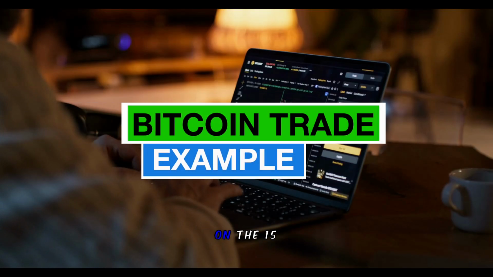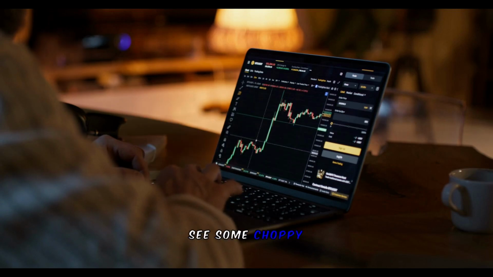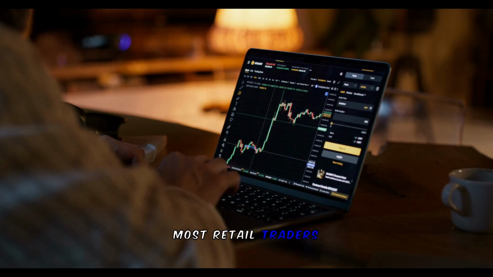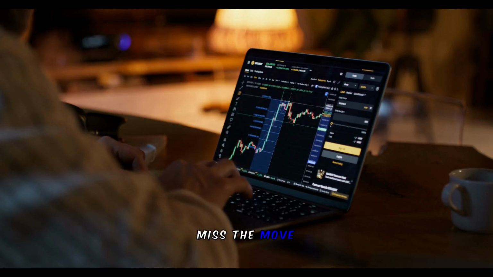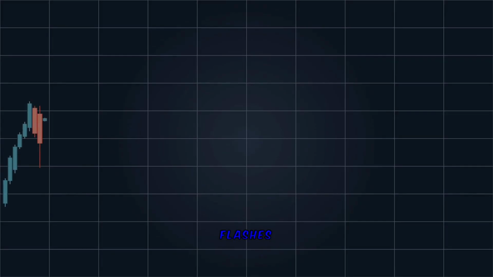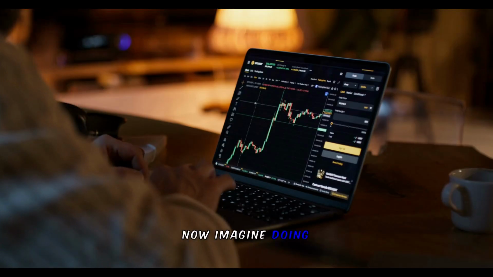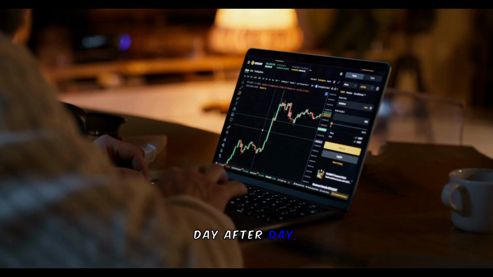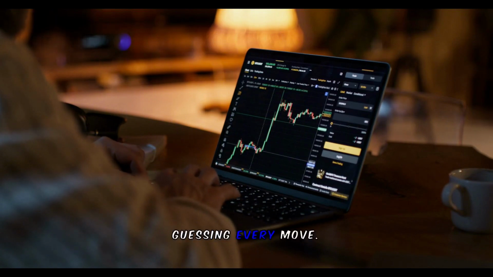Let's say you're watching Bitcoin on the 15-minute chart. You see some choppy price action. Most retail traders would either FOMO in or miss the move entirely. But VIP Indicators flashes a green zone beneath the price. It suggests upward pressure is building. You wait for confirmation. The next candle closes above that zone. That's your signal. You enter. You ride the trend. Then, VIP flashes a red sell zone. You exit. You lock in profits. Now imagine doing this consistently, day after day, without the stress of second-guessing every move.